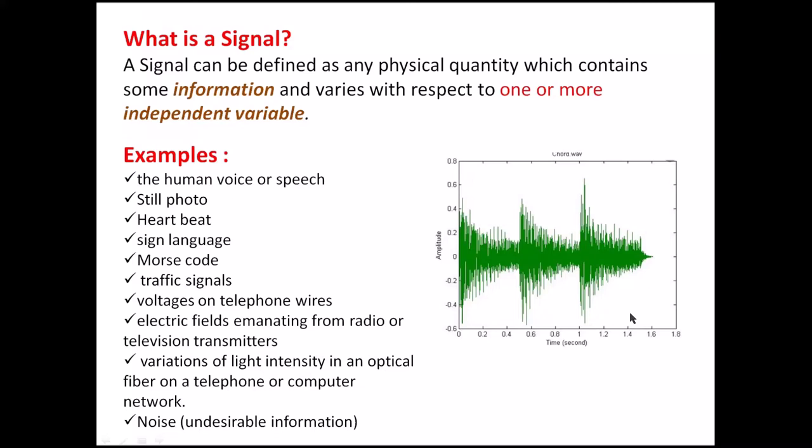So this is the first session of Signals and Systems, and in this session we will discuss everything about introduction to signals. So let us start the discussion with the definition of the signal. Basically, a signal can be defined as any physical quantity which contains some information and varies with respect to one or more independent variables.